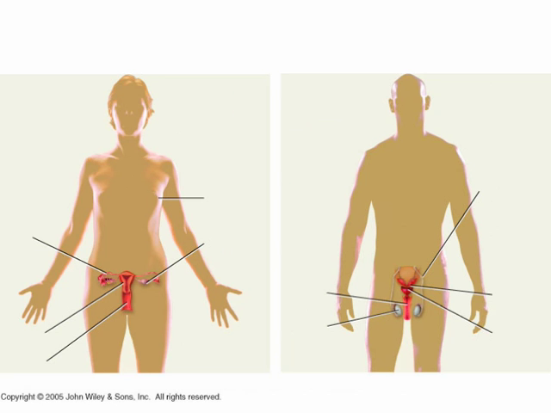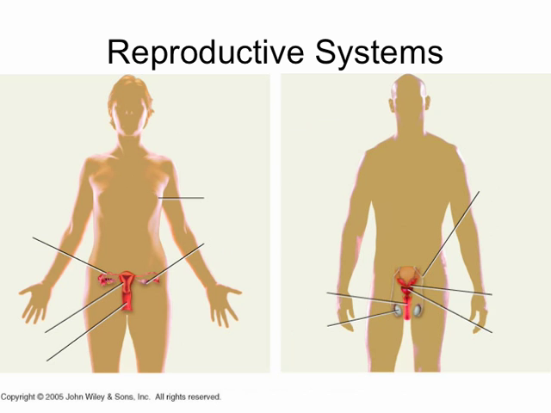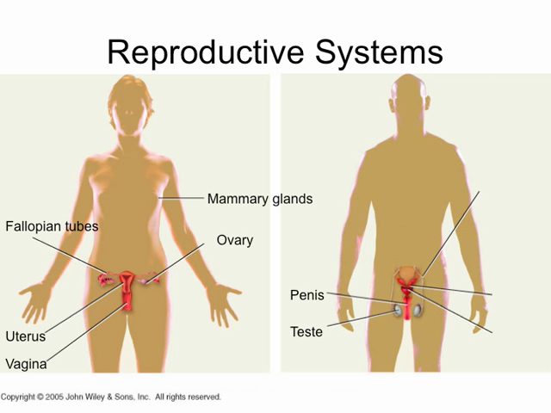Which brings us to the last system, the reproductive system. We'll start with the female on the left first. Fallopian tubes or uterine tubes, the uterus, the vagina, mammary glands, and the ovary. With the man, we've got the penis, the testes, the vas deferens, sometimes called the ductus deferens, the seminal vesicles, and the prostate.